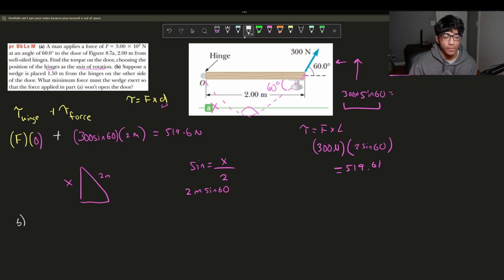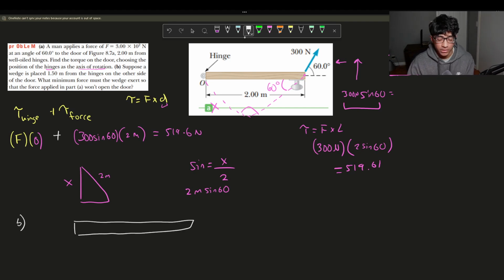Okay, part B. Suppose a wedge is placed. I'm going to draw the whole thing. We're exerting a force right here, and we already know our force. The force we're applying is 500. No, it's 519.6. Let's say we have a wedge, and we have our hinge right here. Imagine a door stopper. If we're pushing this way, a door stopper is going to push the other way.